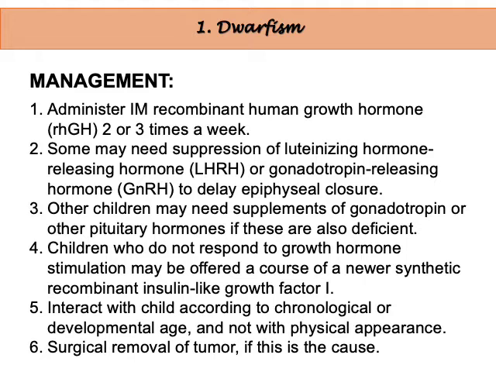Second, some may need suppression of LHRH or GnRH to delay epiphyseal closure. This is to allow the IM growth hormone to act on the bones. Third, other children may need supplements of gonadotropin or other pituitary hormones if these are also deficient, because they are from the same affected pituitary gland.